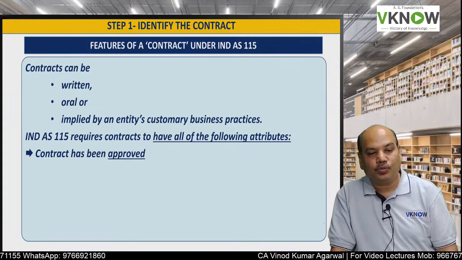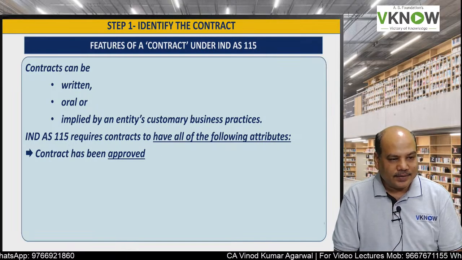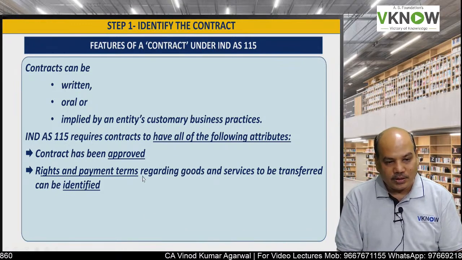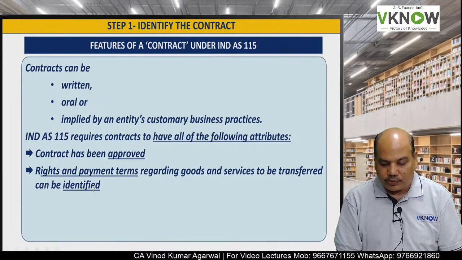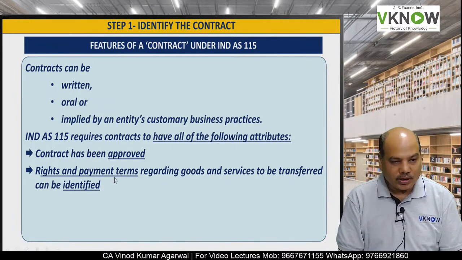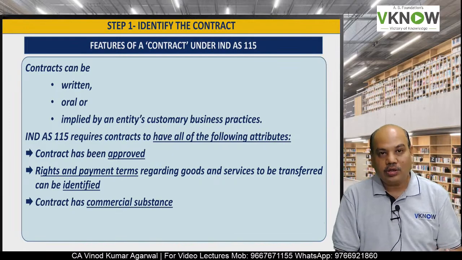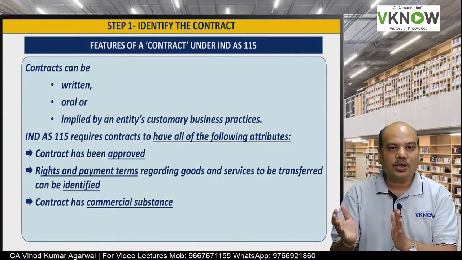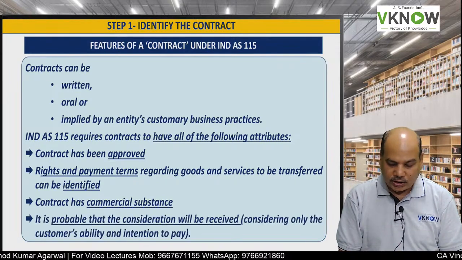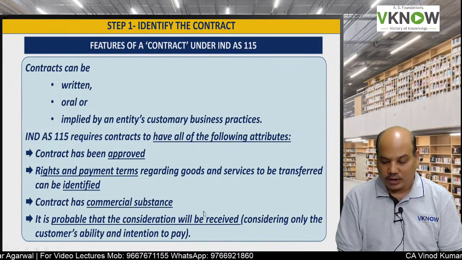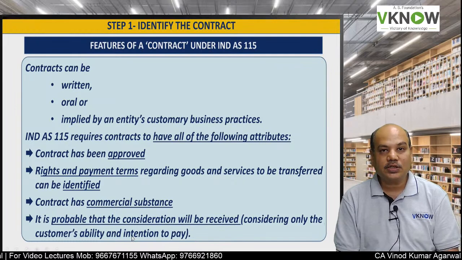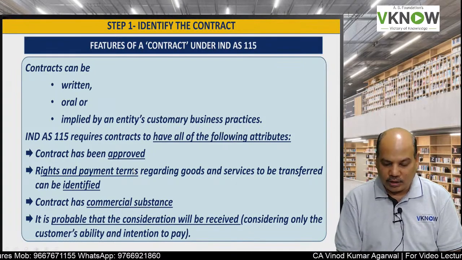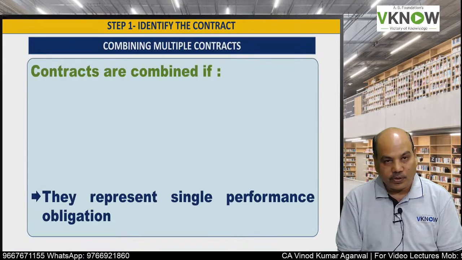First, the contract should be approved by both the parties. The seller and the customer both should approve the contract. Second, the rights and payment terms regarding goods and services to be transferred can be identified. Third, the contract should have commercial substance. That means the contract should result in a change in the cash flow of the parties. And fourth, it is probable that the consideration will be received, considering only the customer's ability and intention to pay. So if these conditions are available in a contract, then this is a contract for the purpose of this standard.